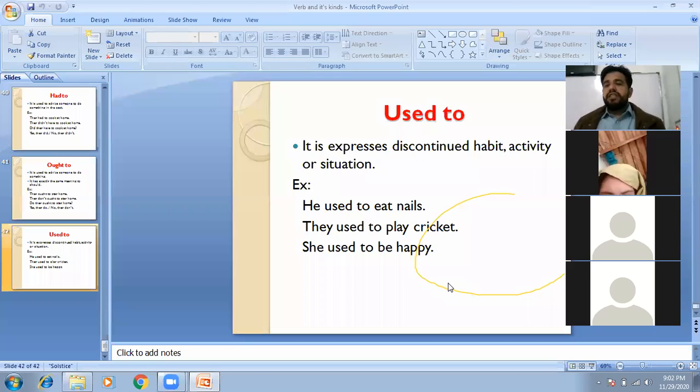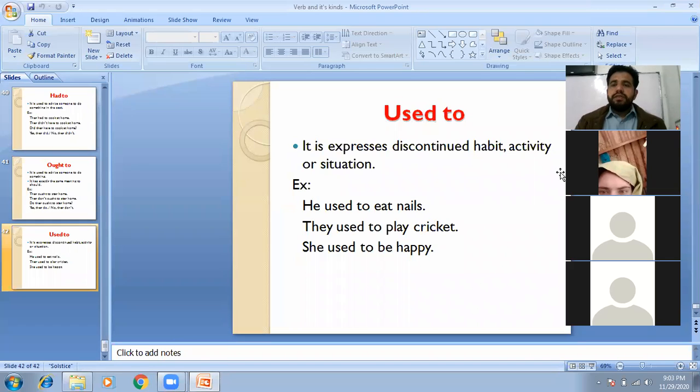This boy we are talking about, he used to eat nails. So he had the habit. Eating nails is not an activity, it's a habit. So a person had this habit, but now this habit is not there anymore. He has removed this habit. Likewise, we say they used to play cricket. This habit was there in the past, but it is not there anymore. This habit has finished.